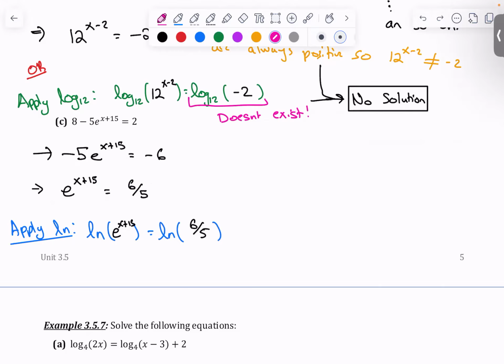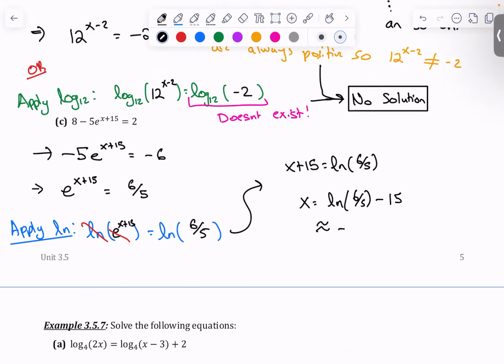The reason we have done this is natural log is log base e. So we have log base e of e to the something. They cancel each other out. And so what I end up with is x plus 15 is equal to natural log of 6/5. I'll subtract 15 from both sides to solve for x at the end of the day. X is equal to natural log of 6/5 minus 15, which is approximately negative 14.8177.